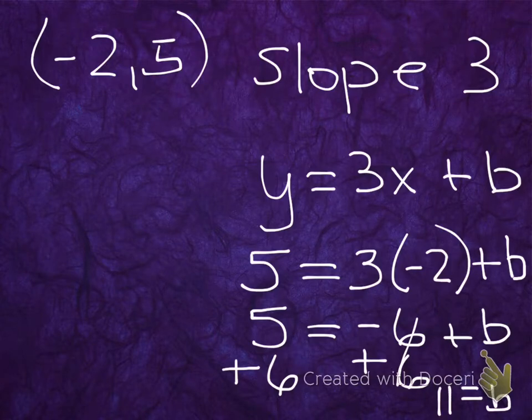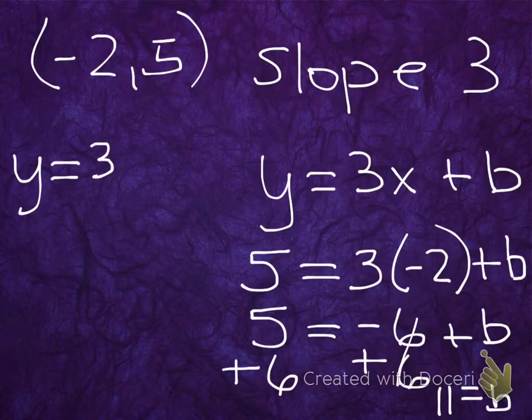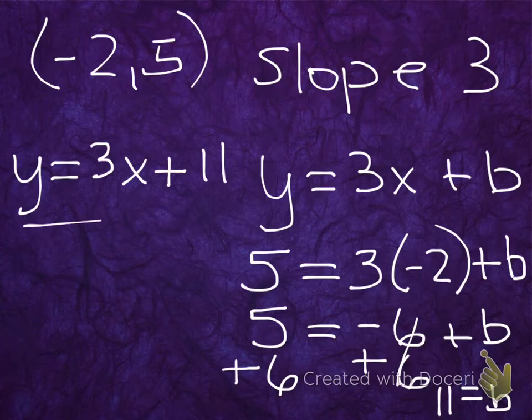And we're asked to write an equation, so our final answer should have the slope that was given to us and the b value that we just found. So it should look like this.